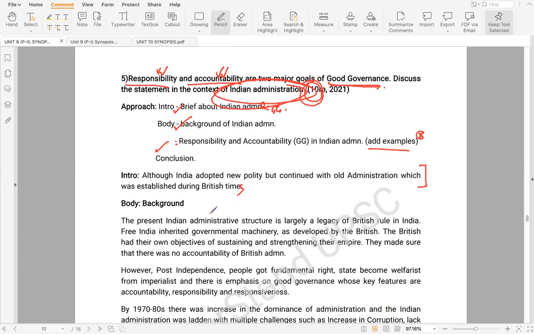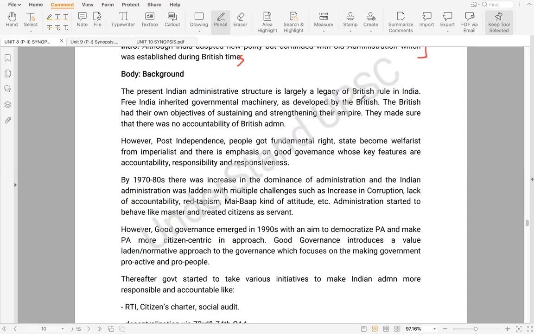What about the background? The present Indian administrative structure is largely a legacy of the British rule in India. Free India inherited governmental machinery as developed by the British. The British had their own objectives. So you tell us how the present structures are governed by the previous objectives. The previous objectives are sustaining and strengthening their empire, right? So this was their main aim.